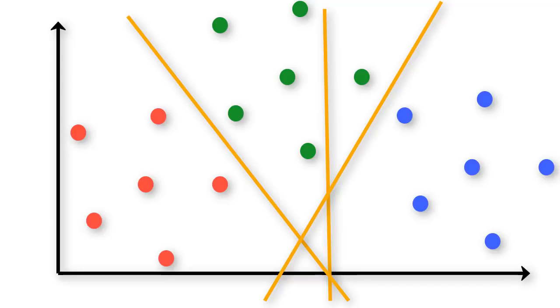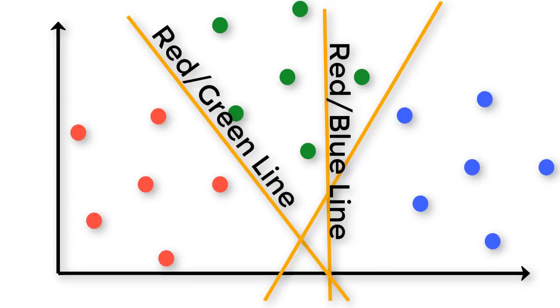Now, when we see a new point, all we have to do is check to see which side of each of these 3 lines it is on. For example, suppose the point falls on the red side of the red and blue line. Next, we'll check to see whether it falls on the red side or the green side of the line separating red and green. For example, suppose that we see a point over here.